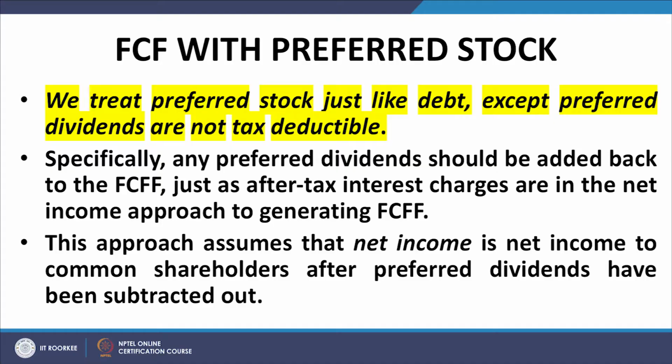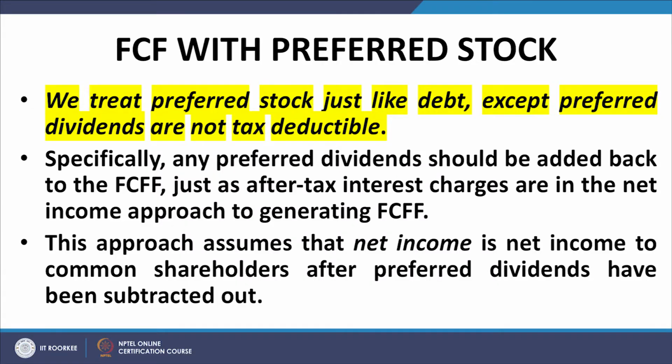So, we treat preference stock just like debt, except that preference dividends are not tax deductible. That is the bottom line. We treat preferred stock just as debt, except that preference dividends are not tax deductible, and therefore, we do not get a tax shield on preference dividend. Any preferred dividends should be added back to the free cash flow to the firm, just as after tax interest charges are to the net income approach in generating a FCFF. This is provided the preference dividend has been deducted from the PAT. If the preference dividend has not been deducted from the PAT, then obviously you do not need to add them back. This approach assumes that net income is net income to common shareholders after preference dividend have been subtracted out.